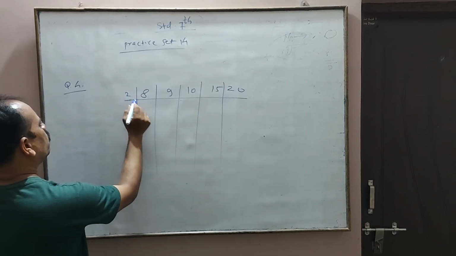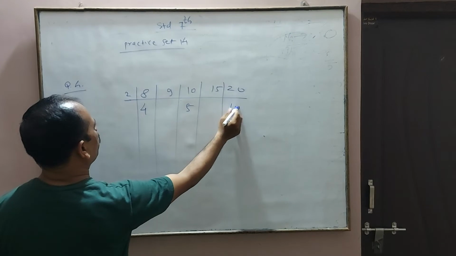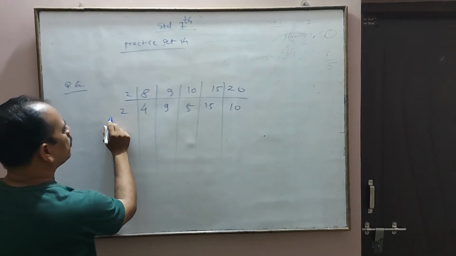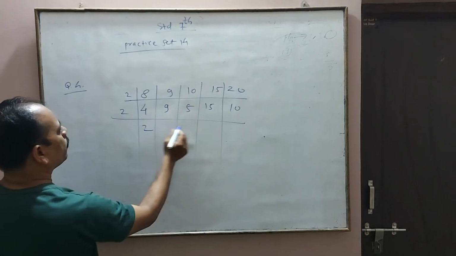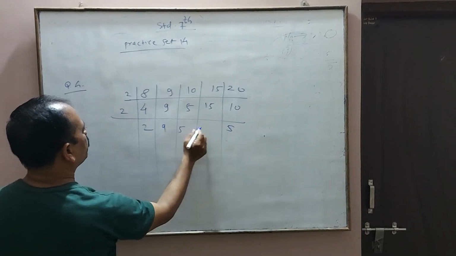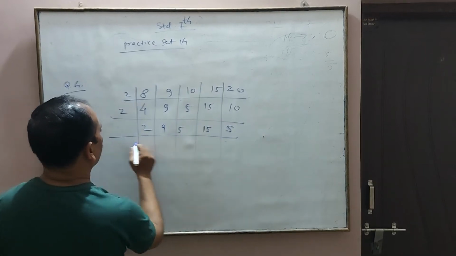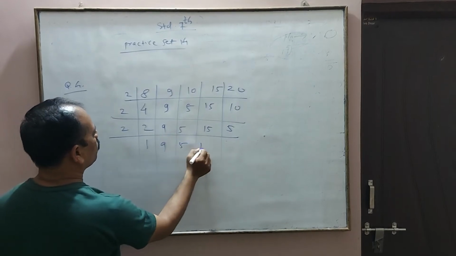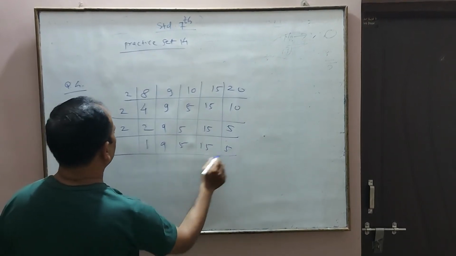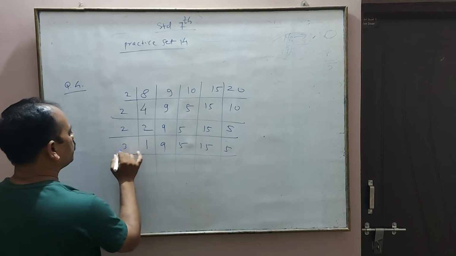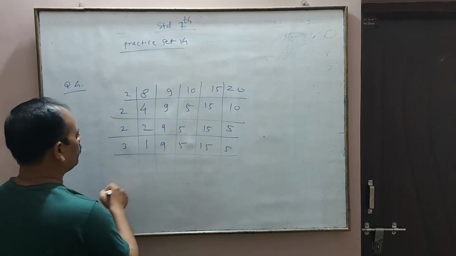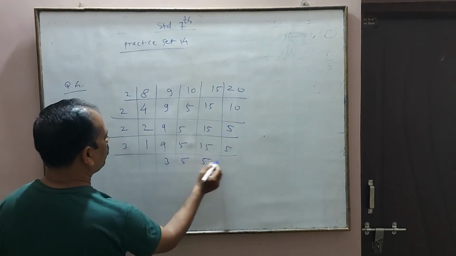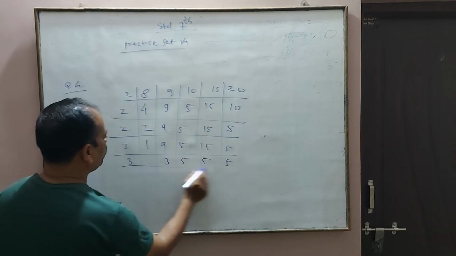Now divide by 2: 2 4s are 8, 2 5s are 10, 2 10s are 20. 9 and 15 are not divisible by 2, so I write them as it is. Again divide by 2: 2 2s are 4 and 2 5s are 10, the others are not divisible by 2, so I write them as it is. Again 2. Now numbers like 9 and 15 are divisible by 3, so I divide by 3 here. 3 3s are 9, 3 5s are 15. Again these 5s are not divisible by 3. Again I will divide by 3.